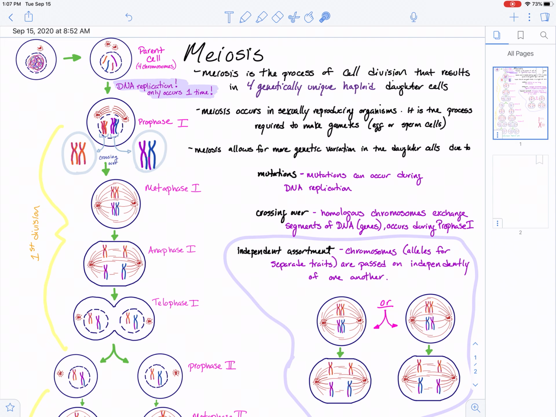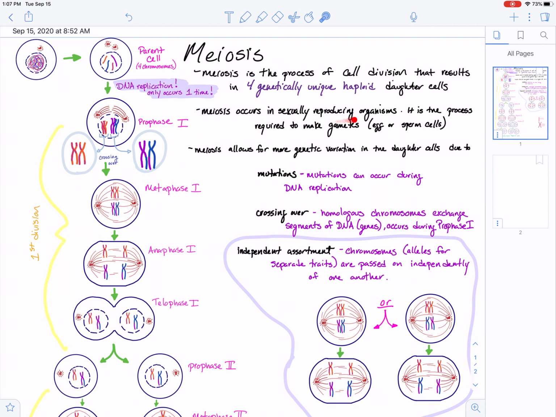So there are a couple key things here. The first one is that they're going to be genetically unique. And the second one is that they're going to be haploid. And haploid means that they contain half the number of chromosomes. So a normal human somatic cell has 46 chromosomes. So after meiosis is over, the haploid daughter cell will only have 23 chromosomes.